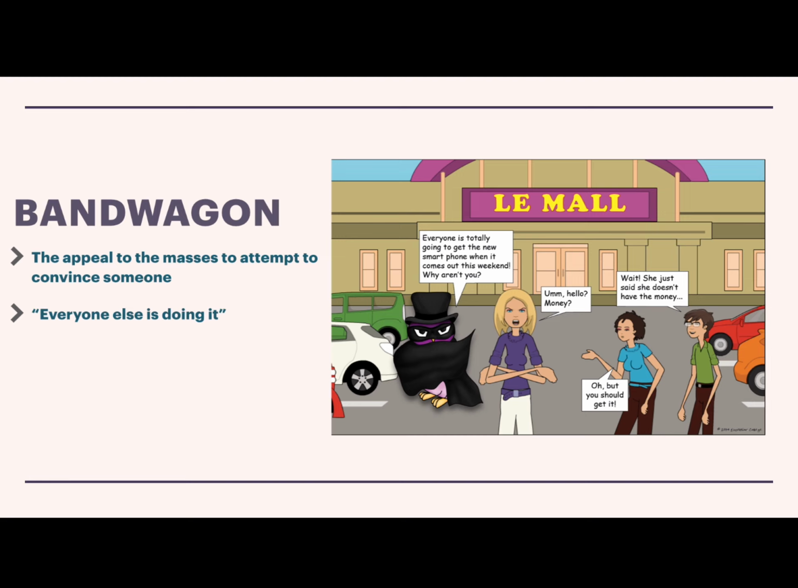Next is the bandwagon fallacy. This is when somebody asserts a claim is true because many people believe it. An example is, everyone is totally getting the new smartphone when it comes out this weekend. Is everyone actually getting the smartphone? No, they're just using that as an argument so they should get the smartphone too.